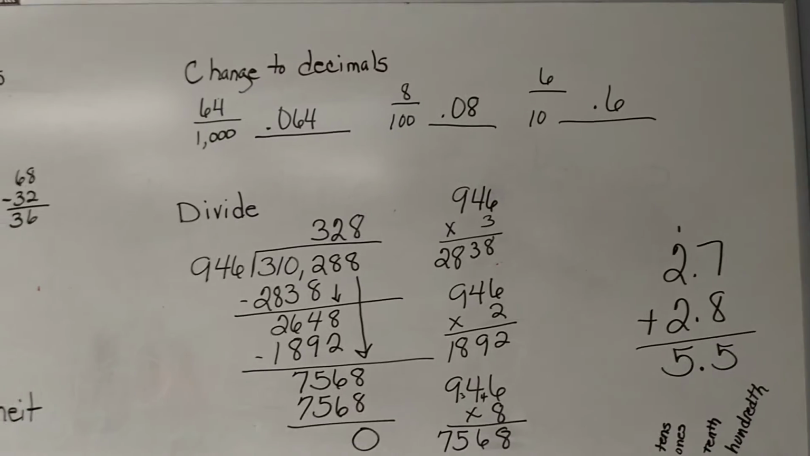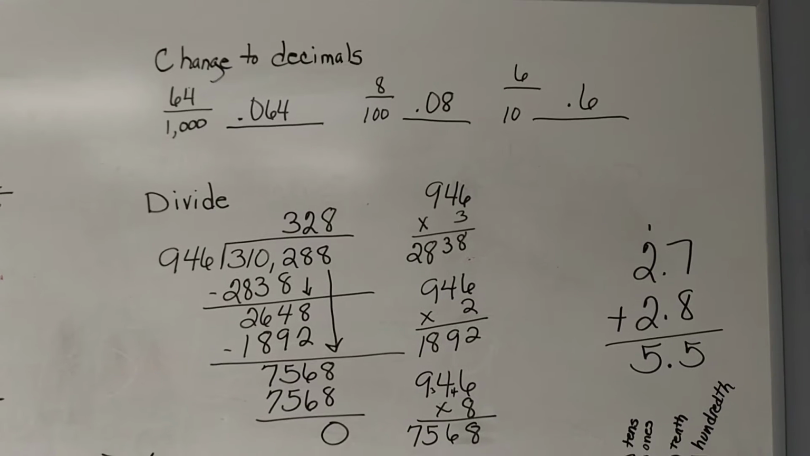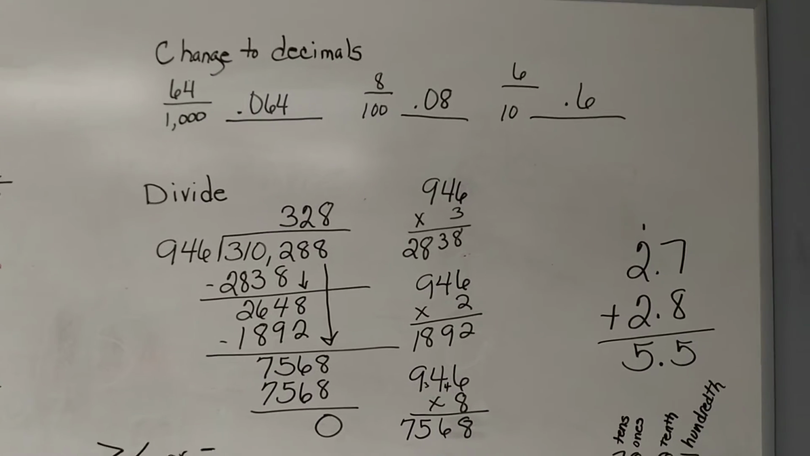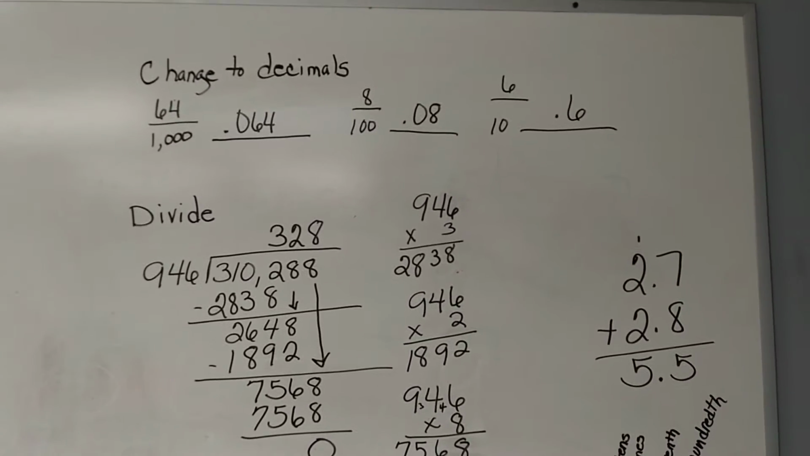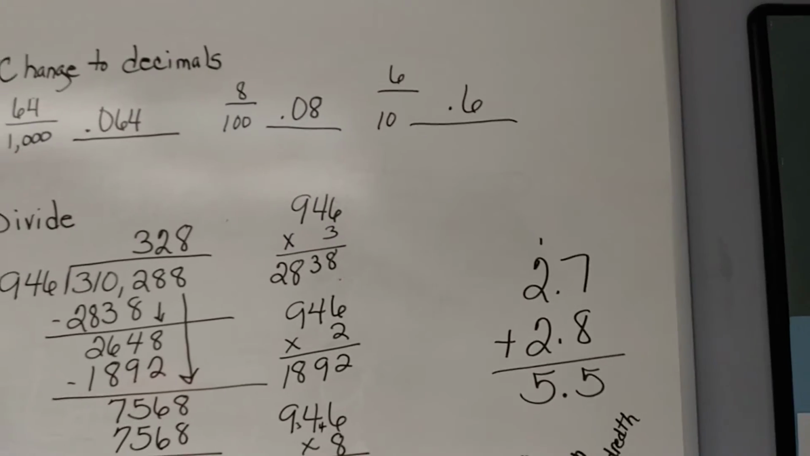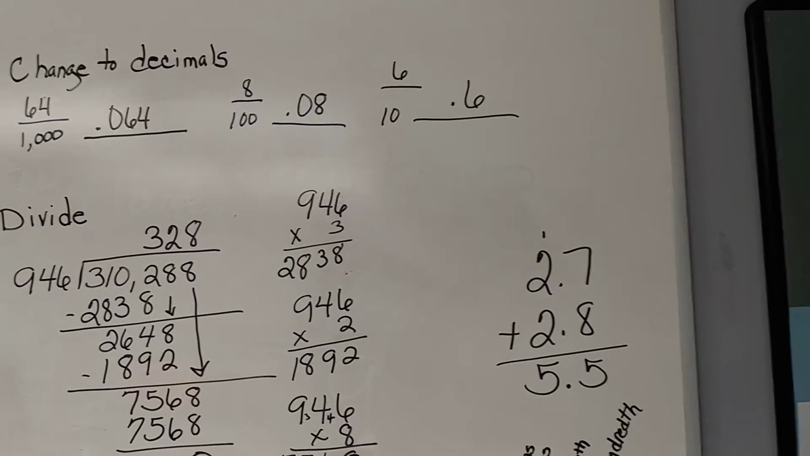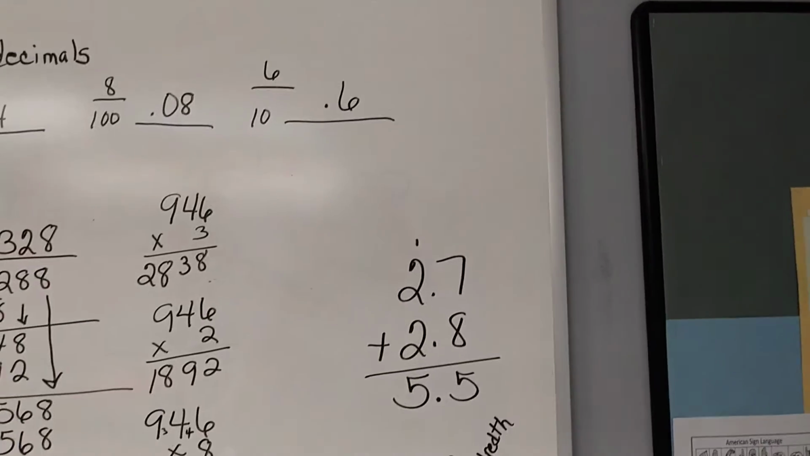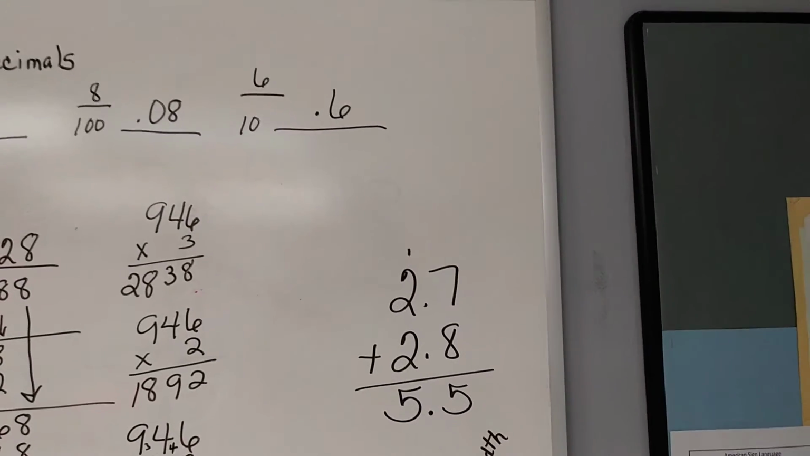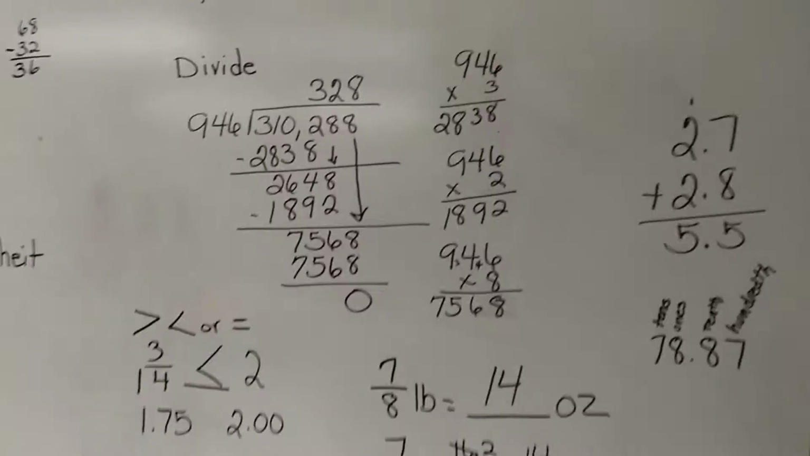Change to decimal. You have 64/1000, which would be 3 placements. You have a 64. You need 3 placements, which would be 0.064. You have 8/100, which would need 2 placements, which would make that 0.08. 6/10, you have the correct placement, which would be 0.6. All right, division. You all need to know this.